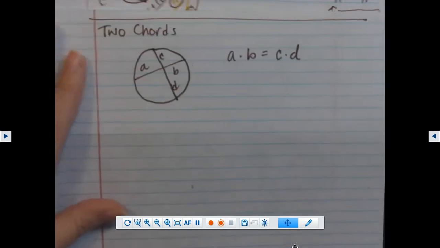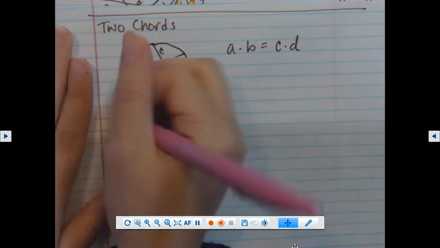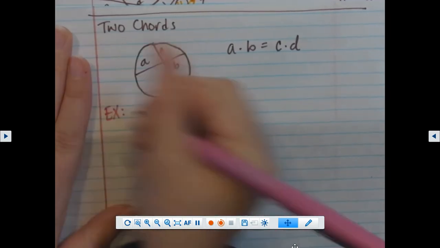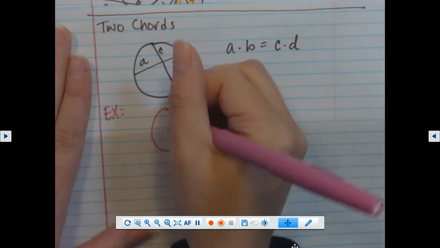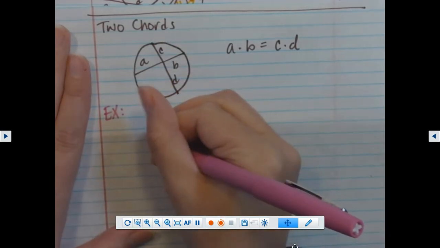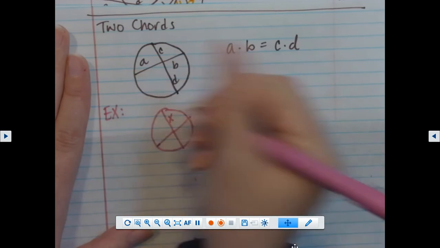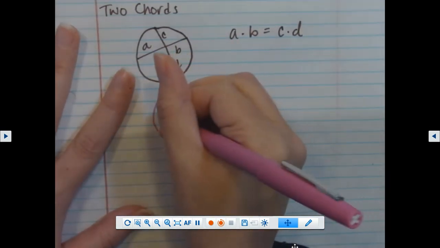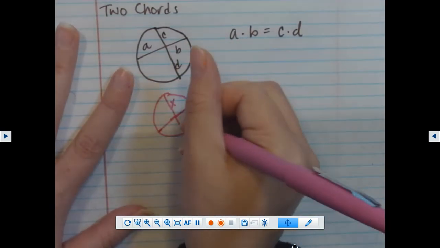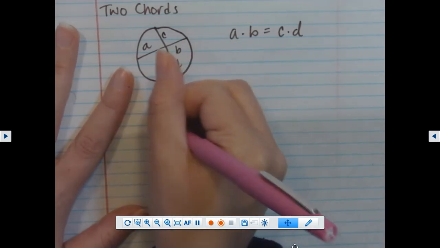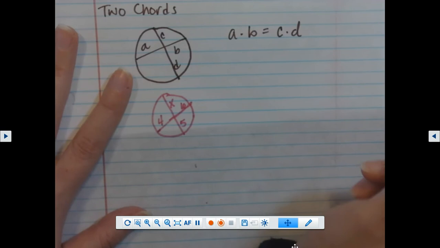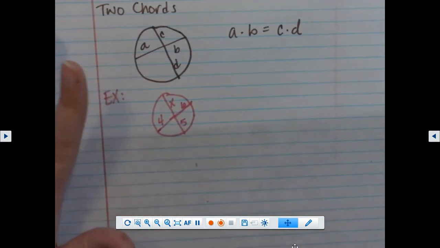Here is the example. I'm going to call that X. My chord kind of got messed up. 5, 6, and 4. Okay, so you want to figure out which chord is which.